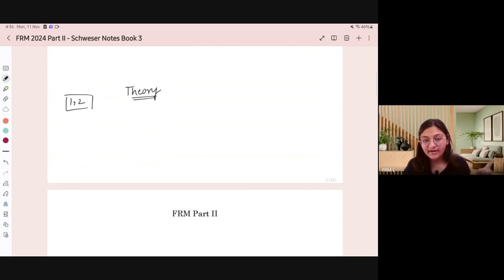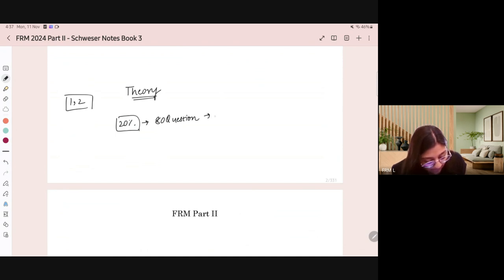And if you get a good quartile in this book, you are closer to passing your exams, because this book is the most important for FRM Part 2, as it comprises 20% of the whole syllabus. That is, from 80 questions, 20% is around 16 questions. From 80 questions, 16 questions will be asked from operational risk.